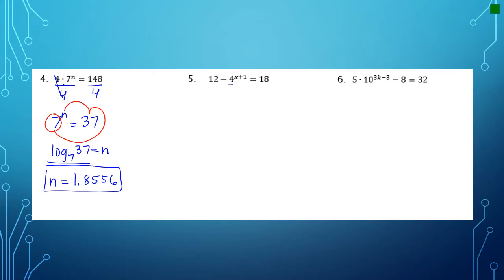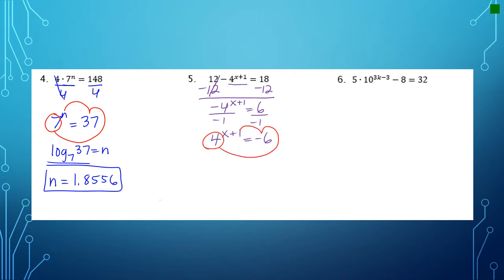I have to get the exponential expression, which is 4 to the x plus 1, completely by itself. So the first thing I'm going to do here is subtract 12. So I would have negative 4 to the x plus 1 equals 6. Now I want to get rid of that negative and put it on the other side. So I'm going to divide both sides by -1. So now I have positive 4 to the x plus 1 equals -6. So now I'm going to put this into logarithmic form. So log base 4 of -6 equals x plus 1.